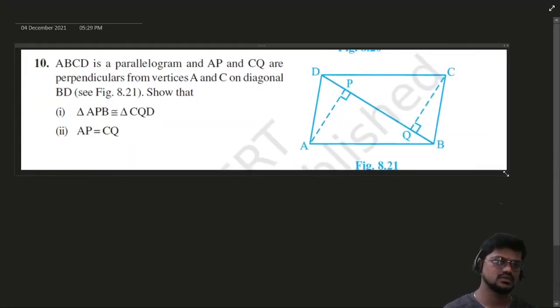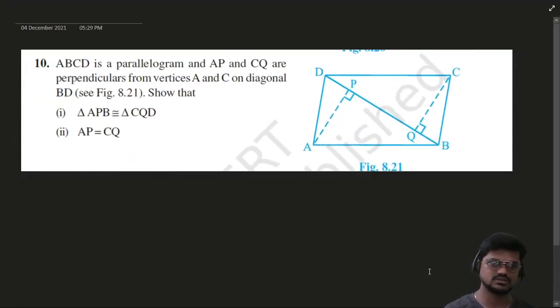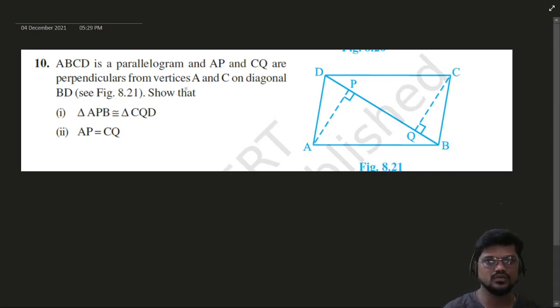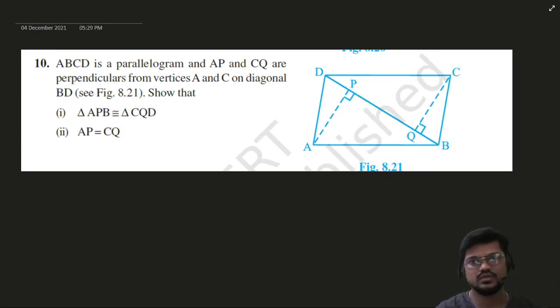The next question is this. Over here, what they have given: ABCD is a parallelogram, and AP and CQ are perpendiculars from the vertices A and C on the diagonal BD. You have to show that triangle APB is congruent to triangle CQD. APB means this triangle is congruent to this triangle. You have to prove this. So how will we prove this?